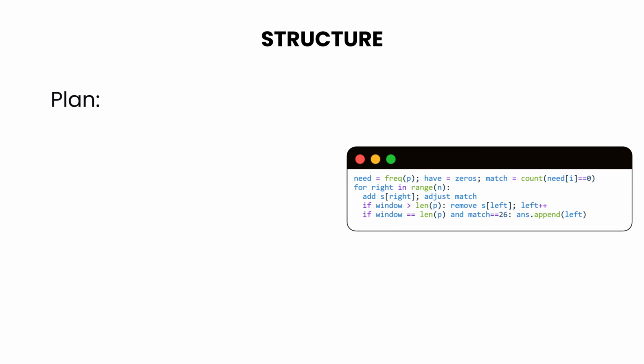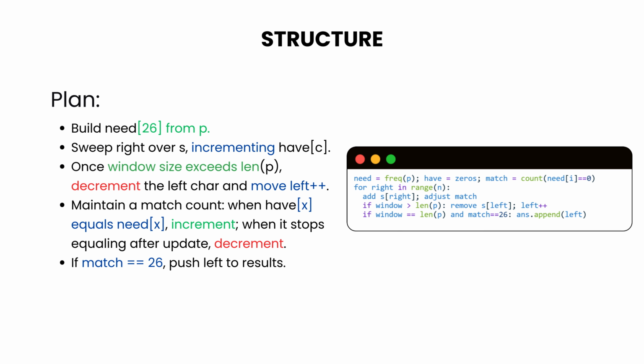Here is the structure. Plan. Build need[26] from P. Sweep right over S, incrementing have[c]. Once the window size exceeds len(P), decrement the left char and move left++. Maintain a match count. When have[x] equals need[x], increment. When it stops equaling after the update, decrement. If matches equals 26, push left to results.